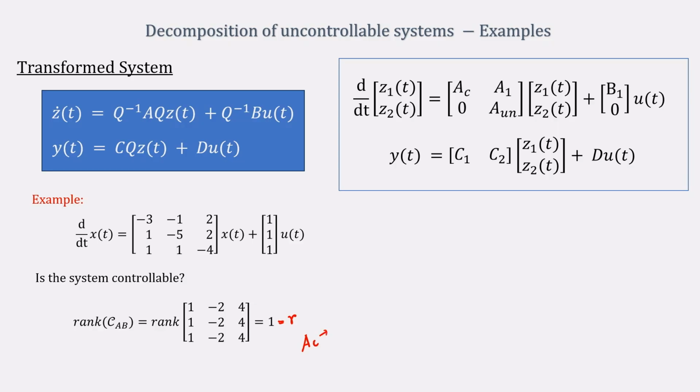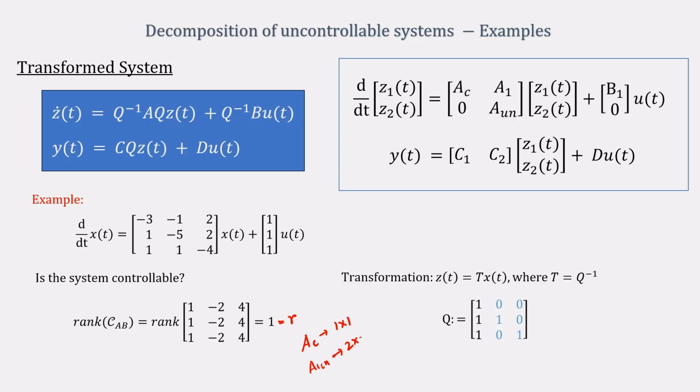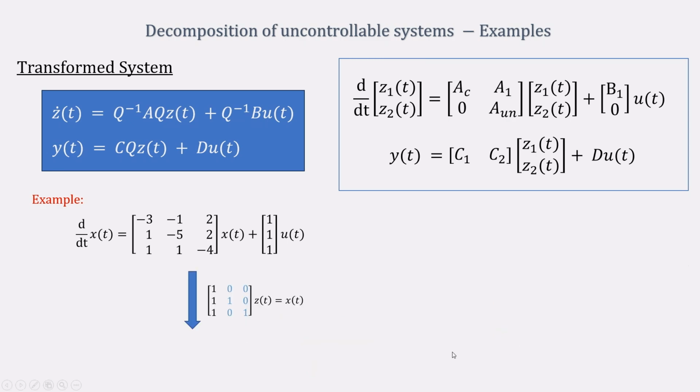So, we are expecting AC to be a 1 cross 1 matrix and AUN to be a 2 cross 2 matrix. Let us choose Q now. Since R is 1, we can only choose one linearly independent vector from the controllability matrix, that is the B we are choosing. B we have chosen like this, and then the other two vectors, since we have to make it a 3 cross 3 invertible matrix, I can choose this. You can go ahead and choose something else also. Once I have chosen that, I will choose QZ equal to X.